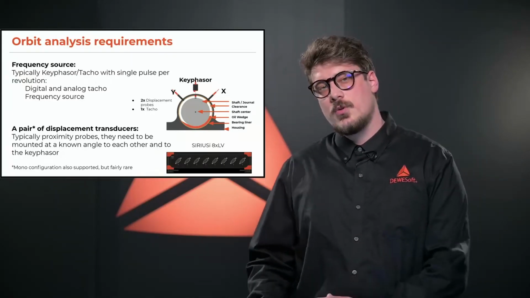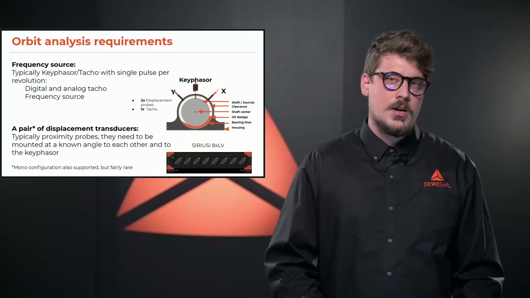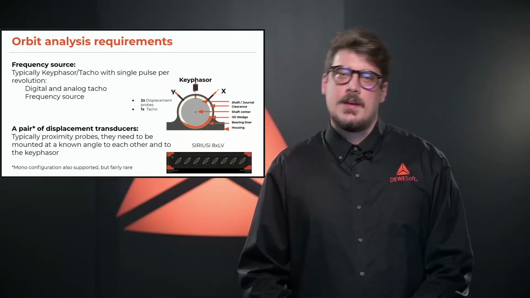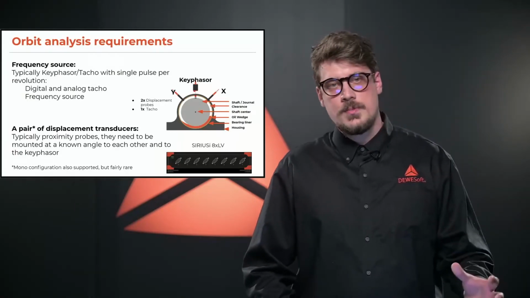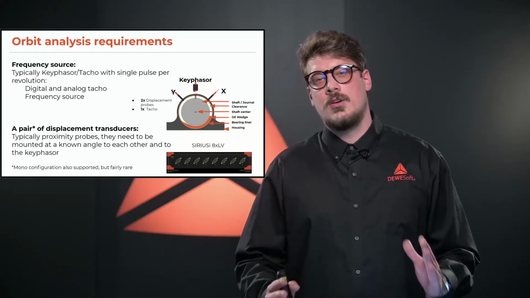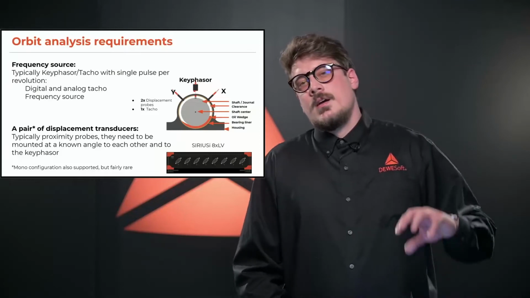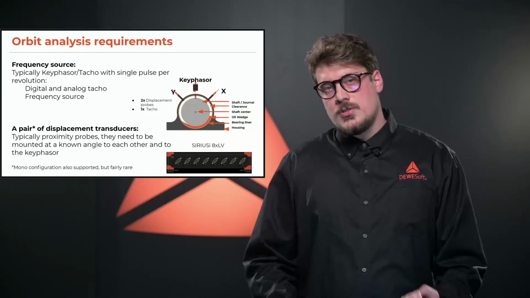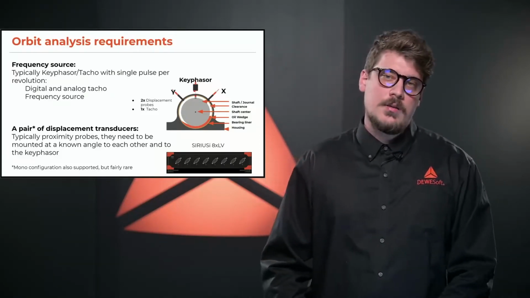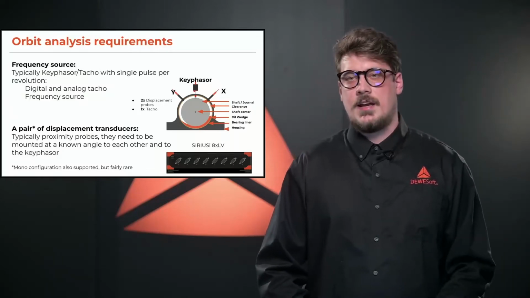Besides the frequency source, we need to use a pair of displacement transducers. Typically, those are proximity probes, and they need to be mounted at a known angle to each other, and of course to the key phaser. Mono configuration is also supported in our software, but those are fairly rare in reality.